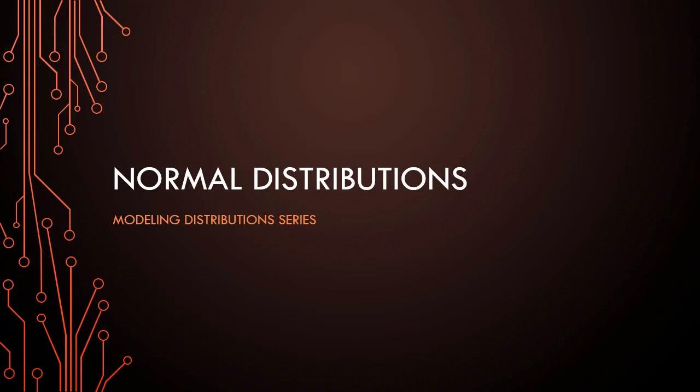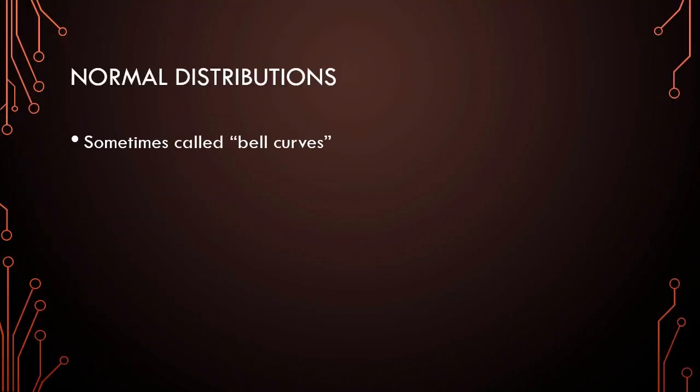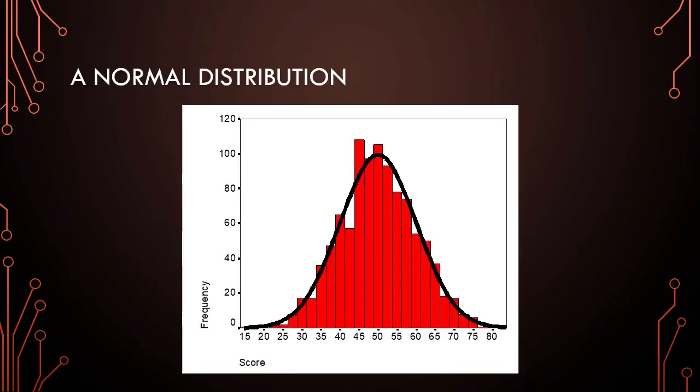The most common mathematical model used in statistics is a normal distribution. Let's learn some basic concepts about normal distributions. These distributions are sometimes called bell curves. Here's a histogram of a set of data for which a normal distribution model is a good fit. Notice the shape of this model is like the shape of a bell. Thus the term bell curve.